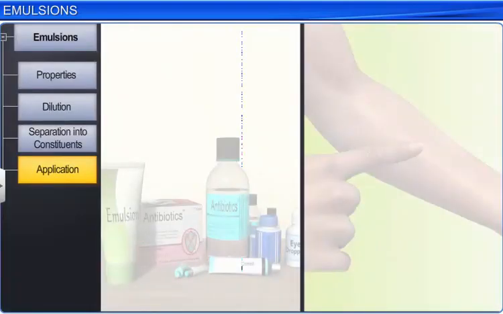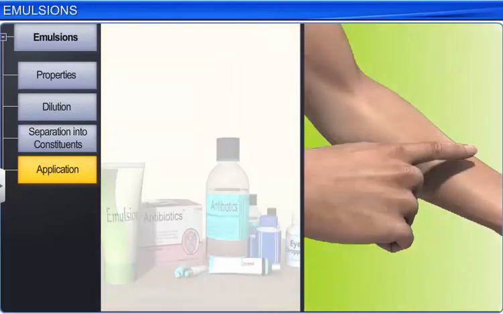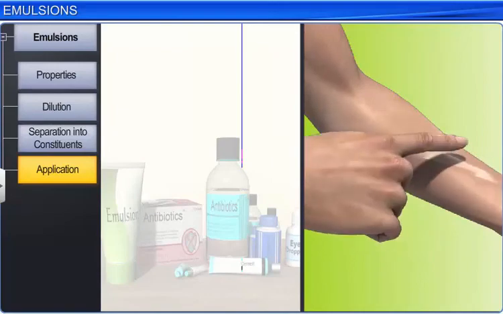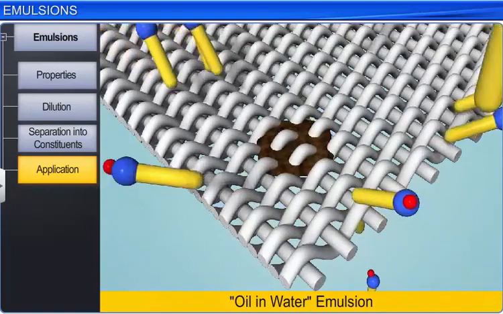Finally, let's see some important applications of emulsions. A large number of pharmaceuticals in the form of lotions, creams and ointments, which are oil in water or water in oil type of emulsions, are prepared to facilitate easy absorption by the body. The cleansing action of soap is based upon the formation of an oil in water emulsion.